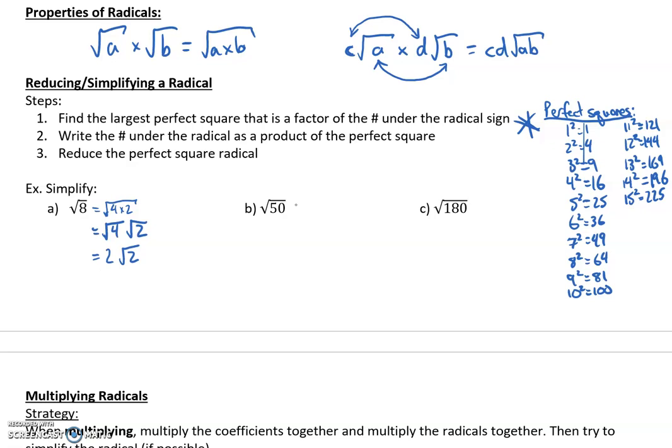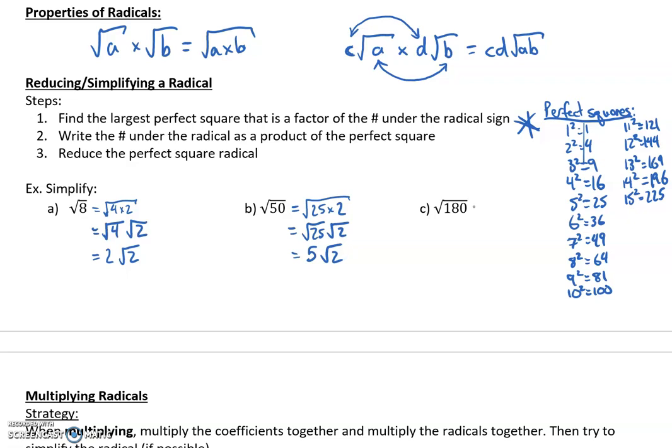Let's look at root 50. Root 50 is the same thing as, if you think about this, well, 1, that's useless to us, really. 4 goes into 50, nope. 9, nope. 16, nope. 25 does. And in fact, if you think about that, that's just root 25 times 2. Well, the root 25 we know is 5. And so that becomes 5 root 2. And as a mixed radical, that's what we get.